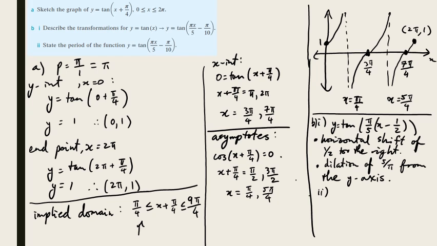Okay, 2. State the period of the function from that. So our period is equal to pi over n. Now n in this case is pi over 5. So pi divided by pi over 5 gives us pi times 5 over pi, which is 5. So our period in this case is 5.